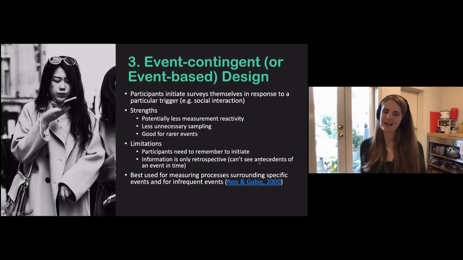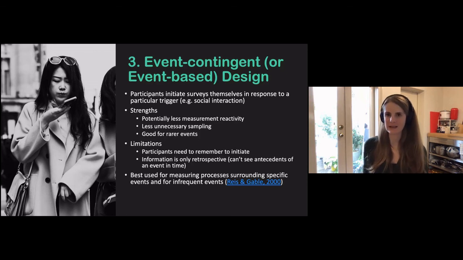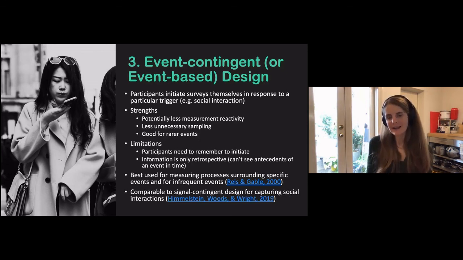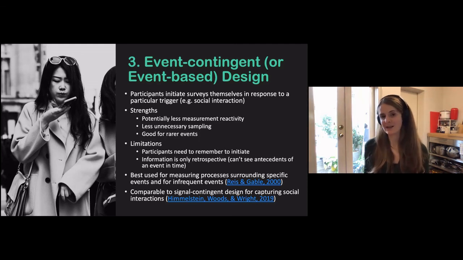The best use of this, which I've already hinted at, is measuring processes surrounding specific events or really infrequent events. But it is comparable to using a signal contingent design if you are trying to capture social interaction. I was surprised by this because I thought participants wouldn't be great at actually remembering to report in, but it turns out they're better than we think they are. So do give event contingent designs some thought if it's relevant to what you do.